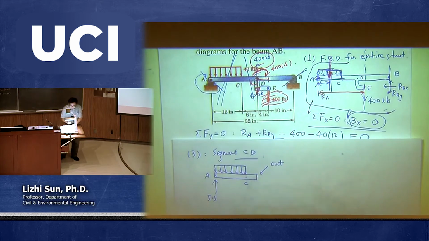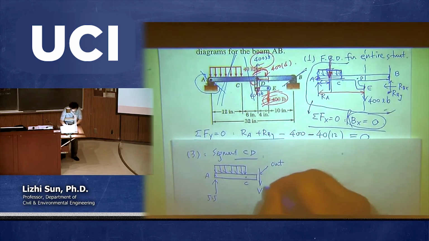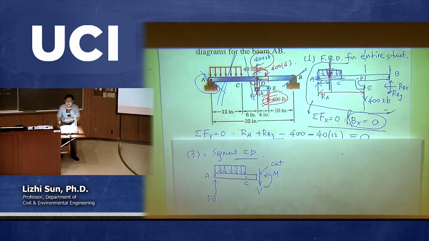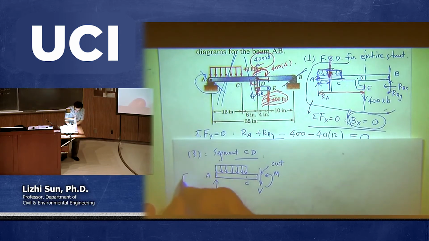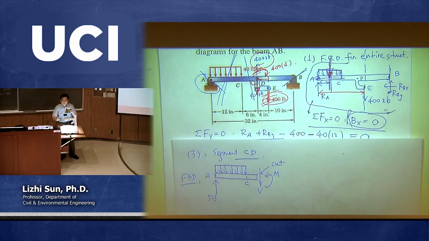Now, at this point, we make the cut. There is a force, it's called V, and there is a moment we call M, because of the cutting point. After you cut, those two internal forces show up. Okay? So this is another free body diagram. So once we plot this free body diagram, then we can make the equivalence.